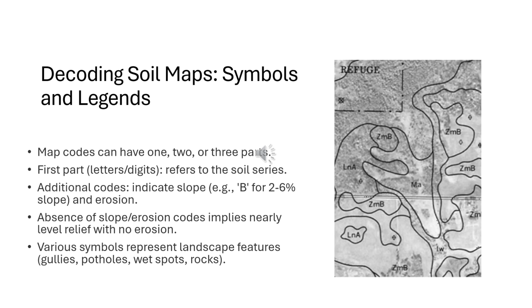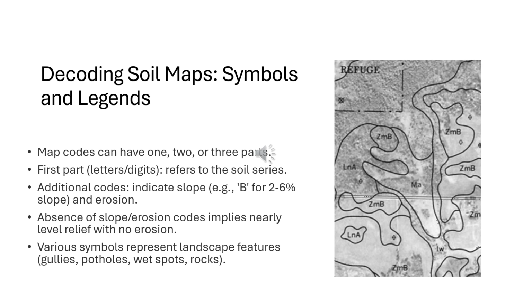To effectively use a soil map, you need to understand its language, the symbols and codes. As we just discussed, the codes have one, two, or maybe three parts. The first part always refers to the soil series. Any subsequent codes provide information about slope and erosion. If these are absent, you can assume a nearly level terrain with no erosion.